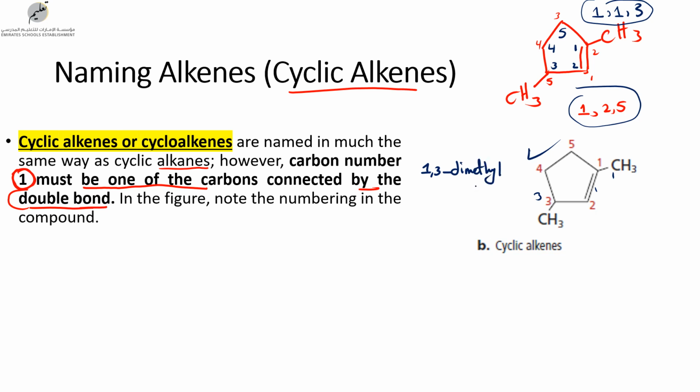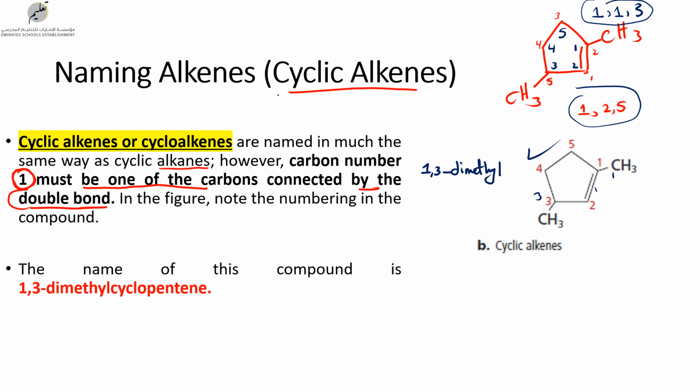Okay? Continue. If it was an alkane, you would say cyclopentane, right? But because this is a pentene, it's going to be cyclopentene, as you can see here. Why pentene? Because we have a double bond.